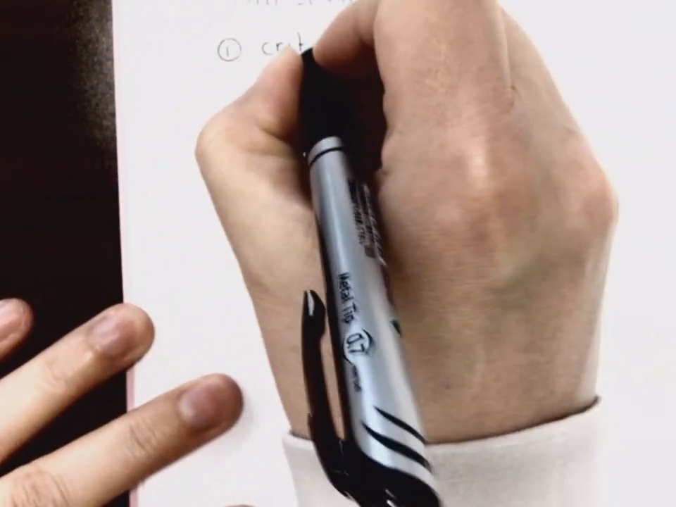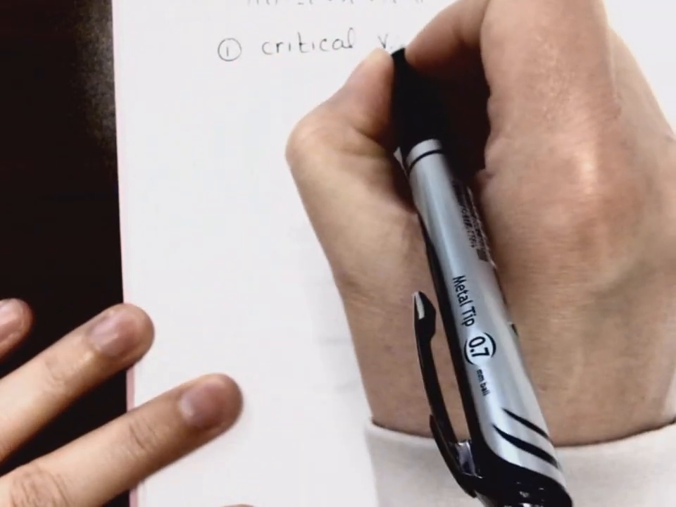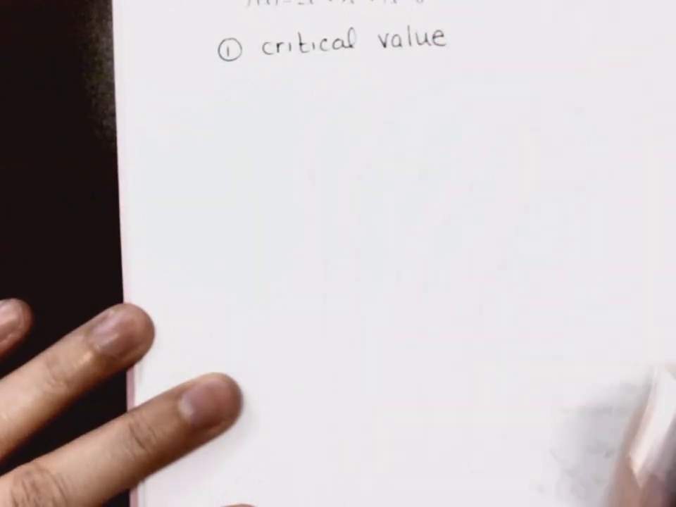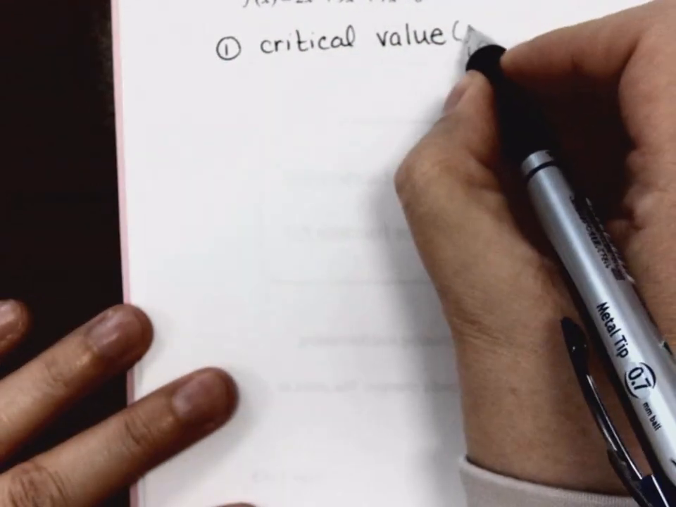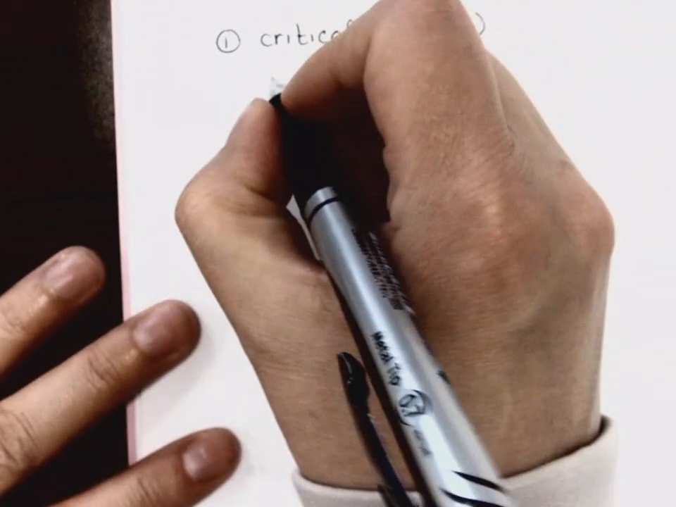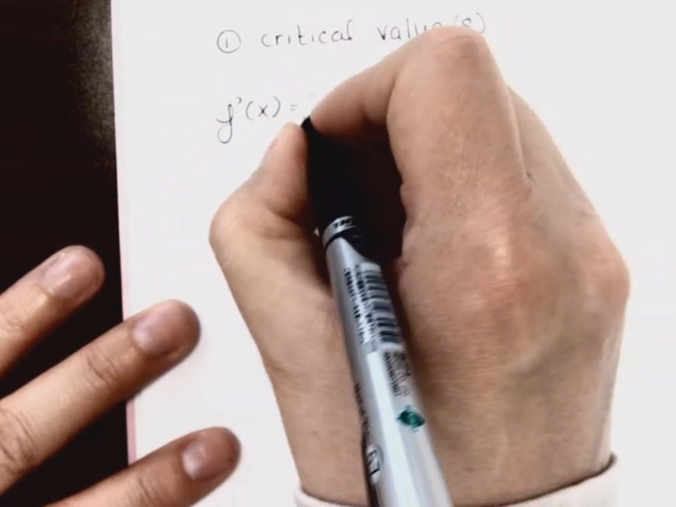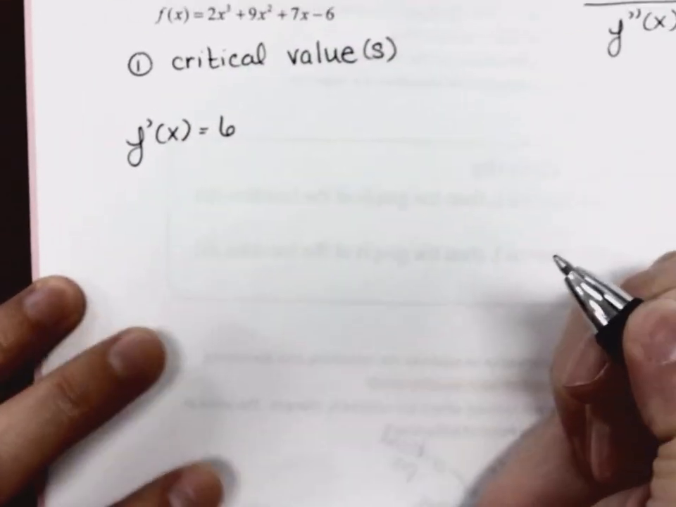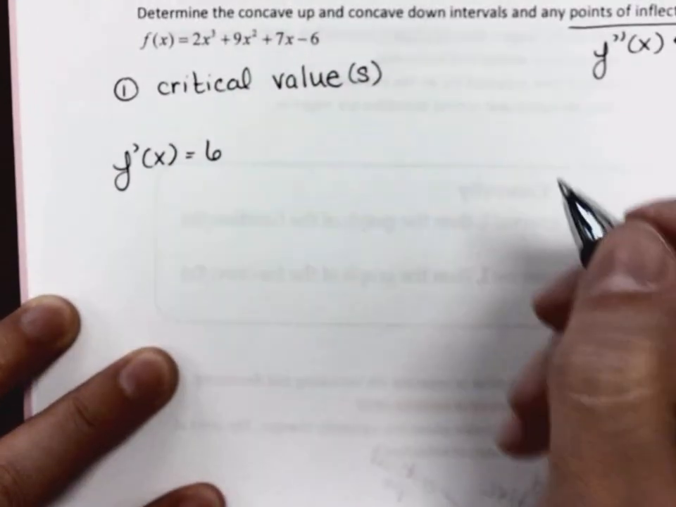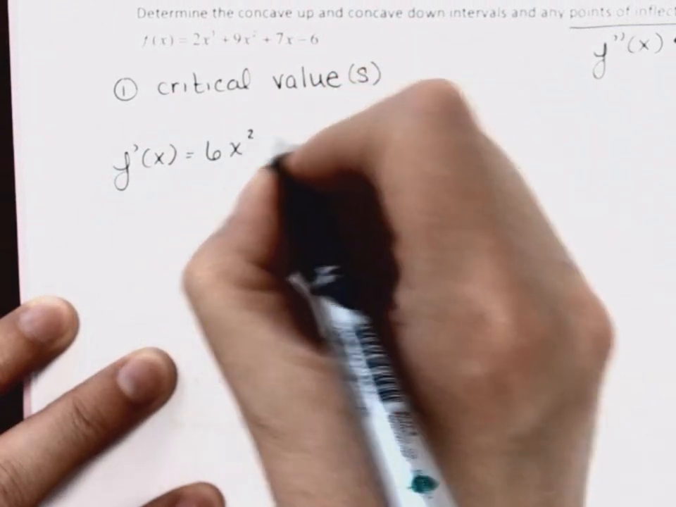All right. So determine concave up, concave down. The first thing I have to do is find my critical values. I don't know if there's more than one. And how we're going to do that is the first derivative. I like to figure out what my first derivative is first before I go ahead and solve it. It just makes more sense to me.